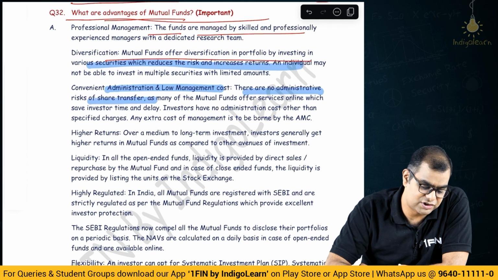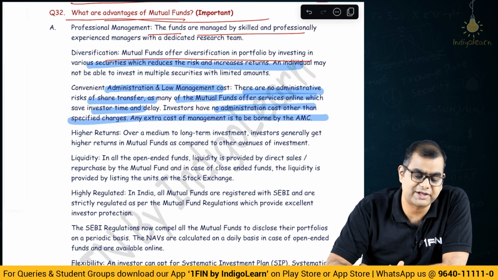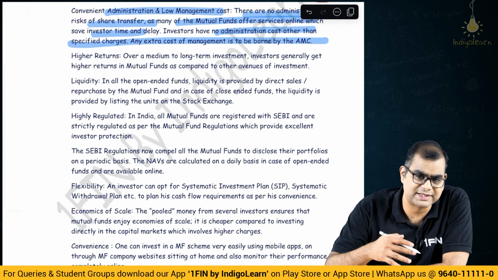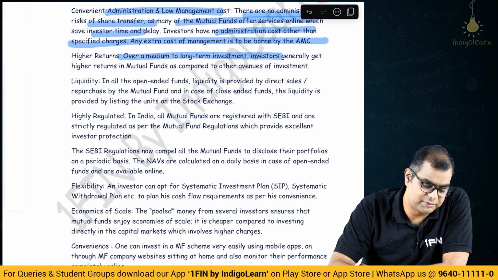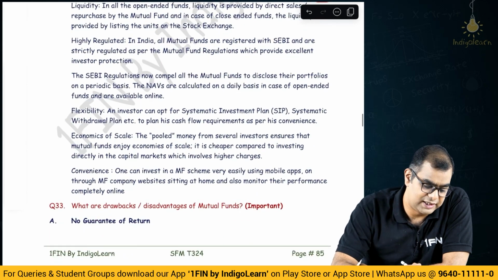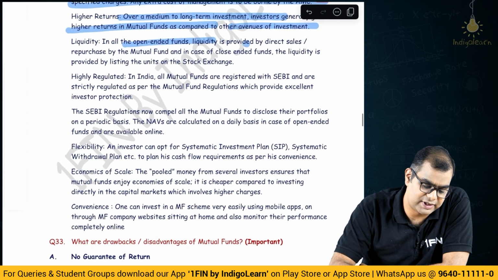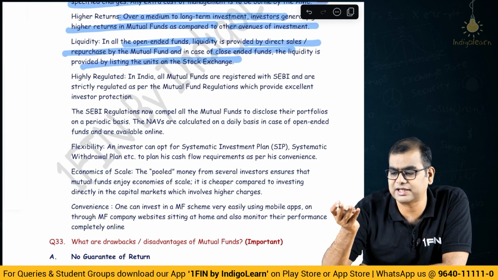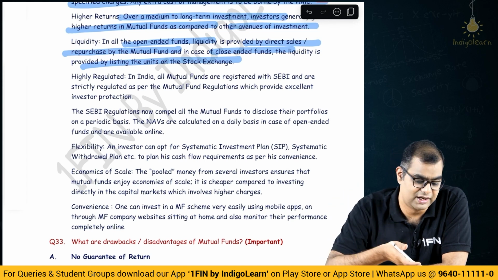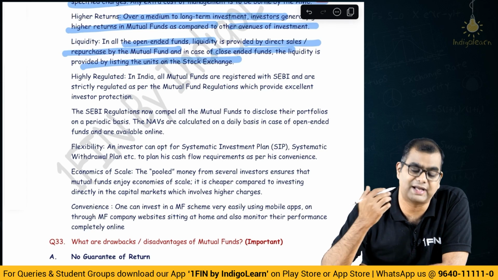There are no administrative risks of share transfer. Many mutual funds offer services online which save investor time, and investors have no administrative costs other than specific charges. Any extra cost of management is to be borne by the AMC. Basically, it is very convenient. You and I can invest very simply. Higher returns: over a medium to long term investment, investors generally get higher returns in mutual funds as compared to other avenues. Liquidity: in all open-ended schemes, liquidity is provided directly by the sale or repurchase of mutual fund units. In case of closed-ended, you can sell it on the stock exchange. If you invest in, let's say, real estate, there is very little liquidity, whereas mutual funds have very high liquidity.